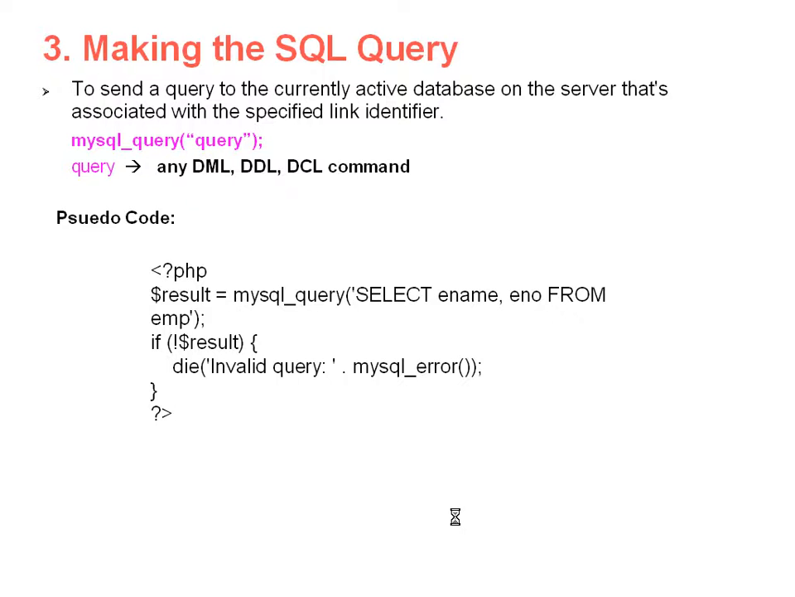Making the SQL query. To send a query to the currently active database on the server that's associated with the specified link identifier, use mysql_query, which takes a string as a parameter. It may be a query, DML or DDL or a DCL command. For example, $result = mysql_query(select employee name, employee number from EMP). If the result is successful, then the particular records will be retrieved. Otherwise, it gives an error message.